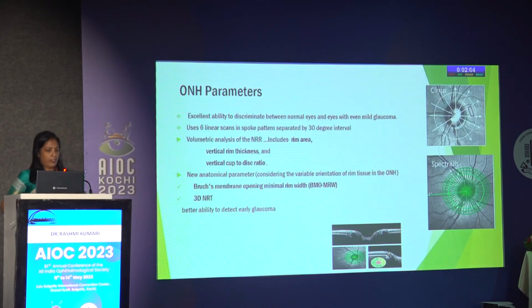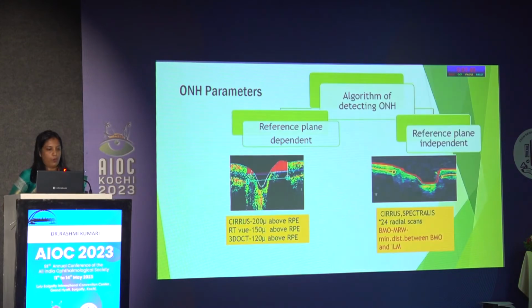So coming to the optic nerve head parameters, it is basically the quantitative analysis of the neuroretinal rim, where we measure rim area, vertical rim thickness, vertical CD ratio. But due to the variable orientation of the rim tissue to the optic nerve head, newer parameters like Bruch's membrane opening minimal rim width, and 3D and RT have been introduced in SDOCT for better ability to detect glaucoma.